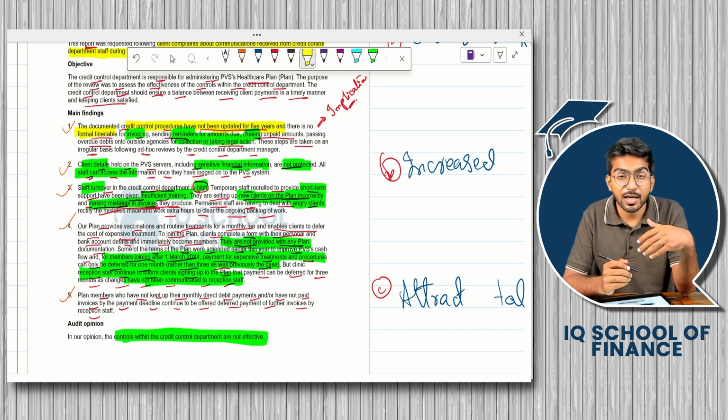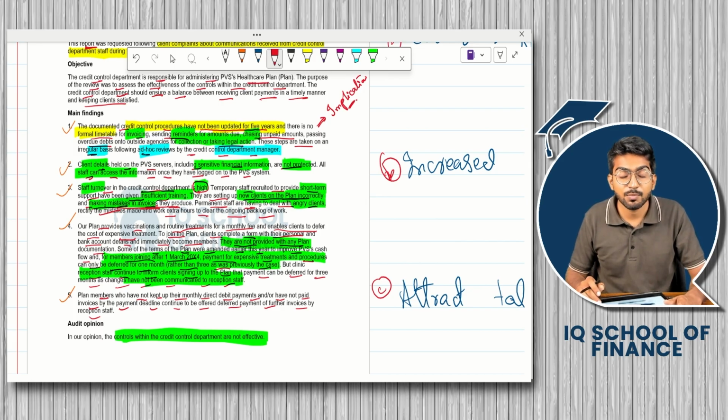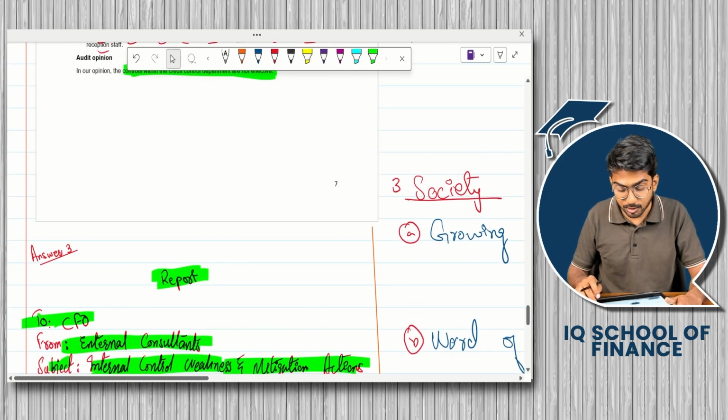And due to this, the company has to bear the working capital cost, which is obviously significant in these kinds of businesses where you are giving customers the option to pay in installments or over 3 months, right? So these will be the issues. And the other thing is that these steps are also reviewed on an irregular basis, following ad hoc reviews by the credit control department. So this will ultimately lead to losses, bad debts, delayed payments, working capital issues, and working capital cost to the company. So now let's draft this answer.